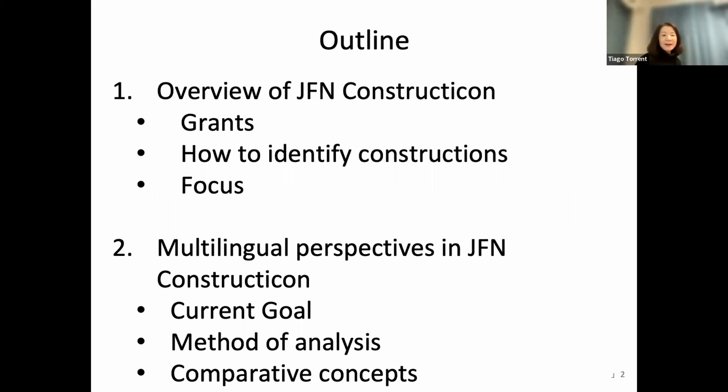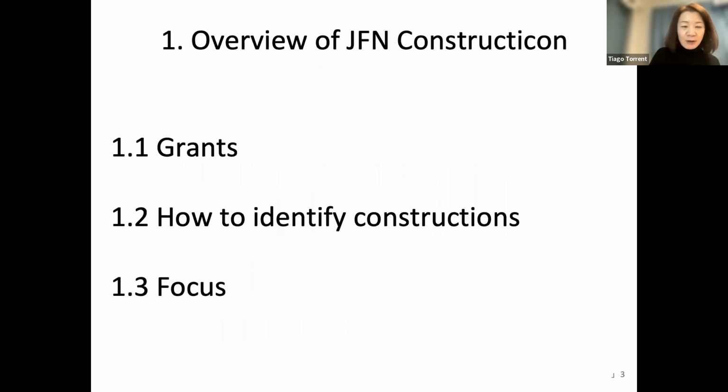Thiago asked us to talk about the status of our project as well as, more specifically, about what's multilingual about our project. So I have these two topics, and let's move on. I briefly want to talk about the overview of the project with respect to three things.